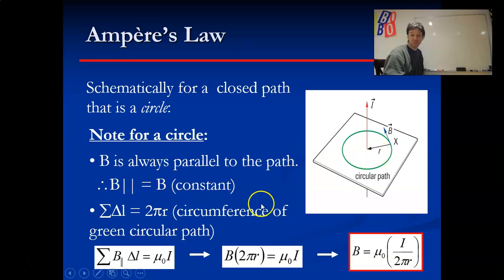How do you do that? Well, take B and multiply that by the entire circumference of the circle. So B times 2 pi r equals mu naught times the current enclosed. Now, the current enclosed will be the current going through the wire, because the path goes around the wire. So the current enclosed is just I. And then we can rearrange that equation to get B equals a proportionality constant times I over 2 pi r.